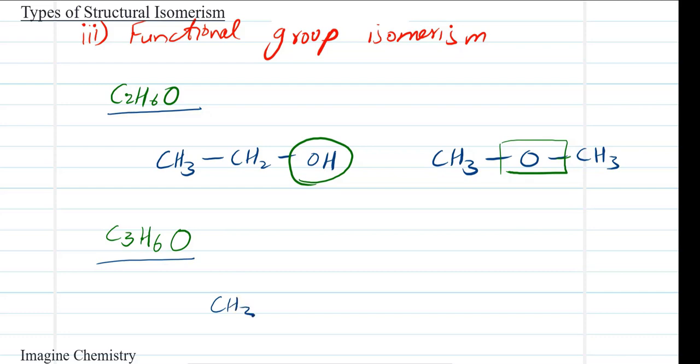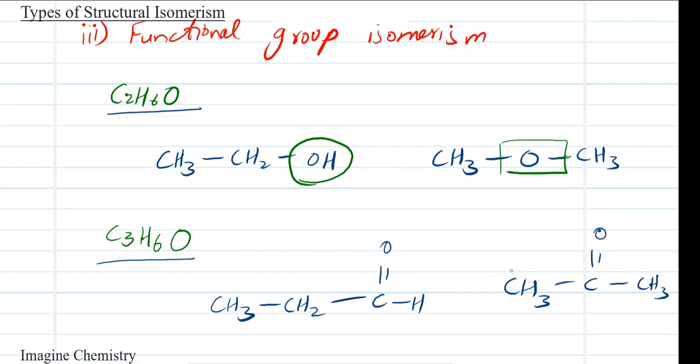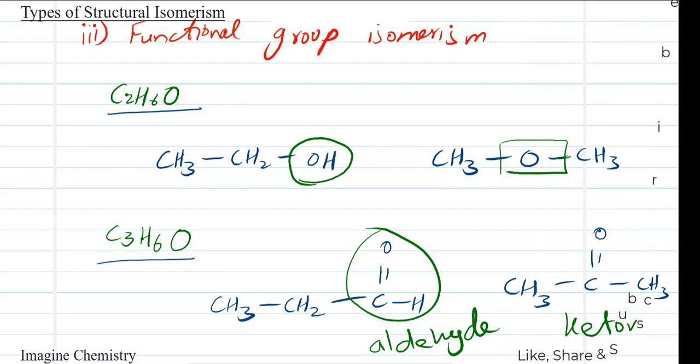So they can be written as CH3CH2C double bond OH, or it can also be written like this. So in the first structure, the functional group is an aldehyde, and in case of the second structure, the functional group is a ketone, right? So this propionaldehyde and acetone are functional group isomers of each other.